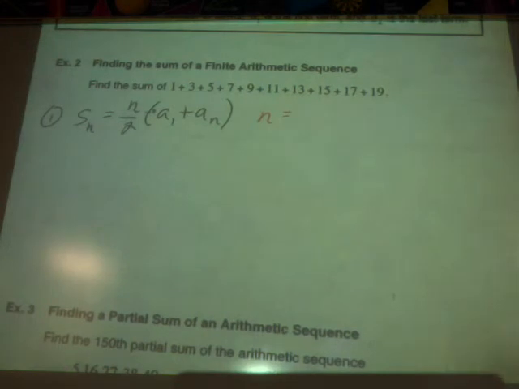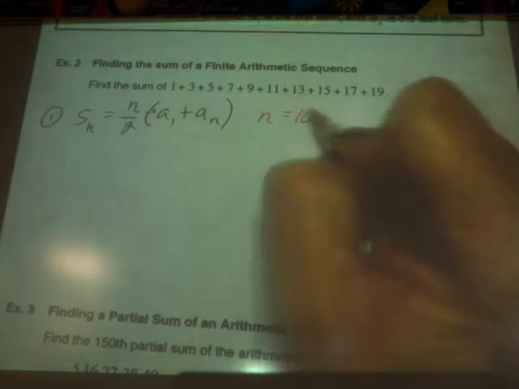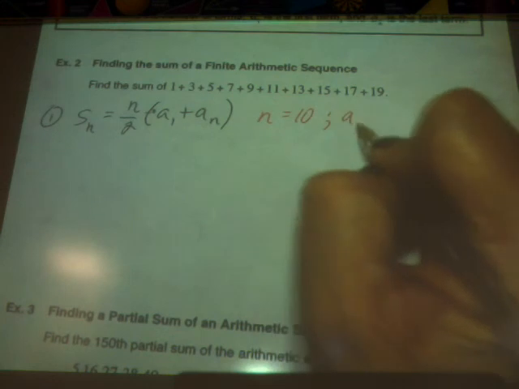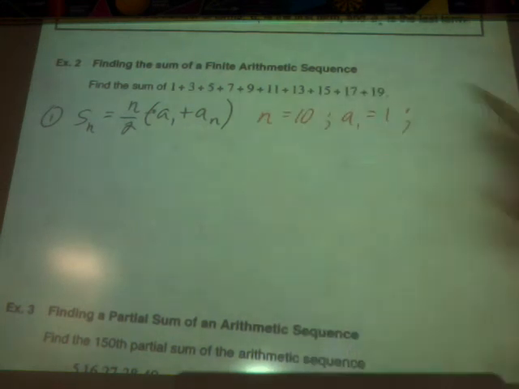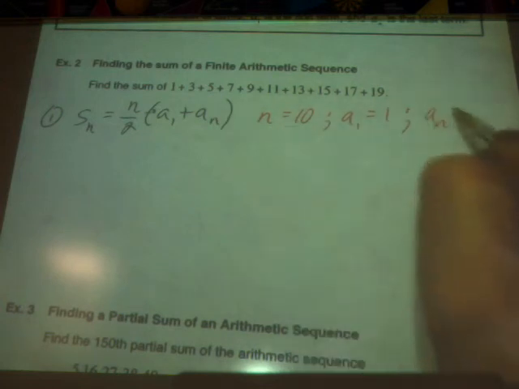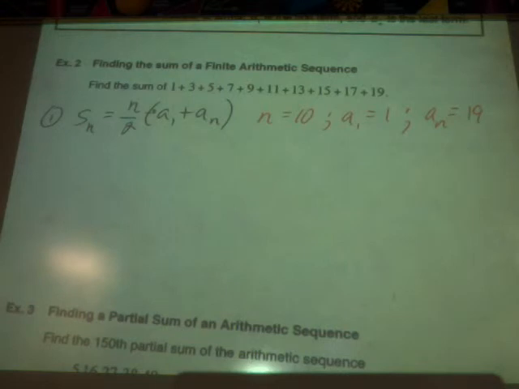How many numbers do you have? 10. What is a sub 1? 1. What is a sub n? 19, the last term. Is that it? That's all I have to know, right? So all you're going to do is plug and chug.